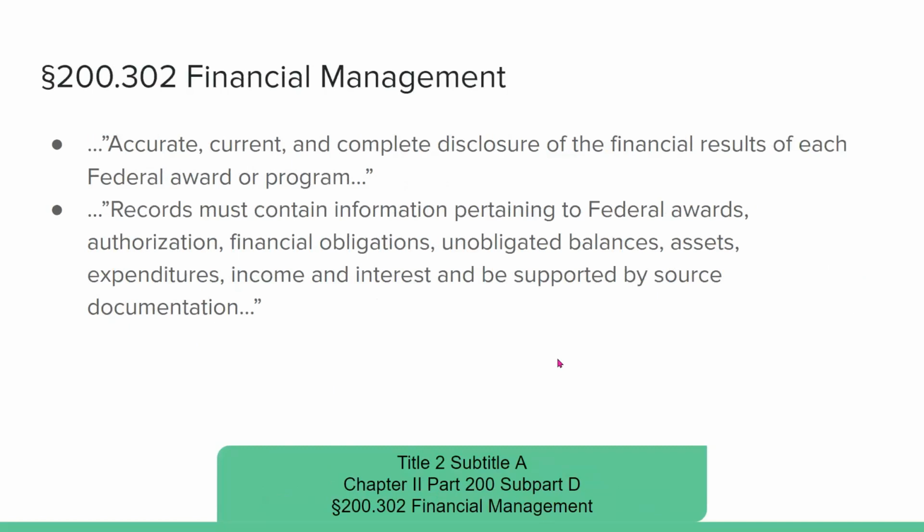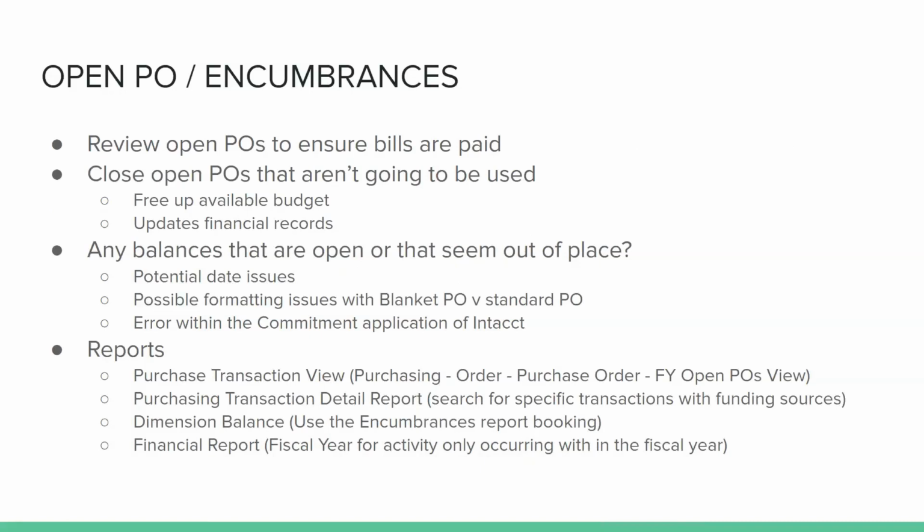I also lifted some information from the super circular that governs federal awards. We have a responsibility for making sure our financial reports are accurate, current, and complete, and that the records must contain information pertaining to awards, authorizations, financial obligations, basically purchase orders, encumbrances, unobligated balances, assets, expenditures, income and interest, and has to be supported by source documentation. So it's not just the tribe's policies that govern us. If we have federal awards, we have federal laws that tell us what we're supposed to be doing with our finances too.